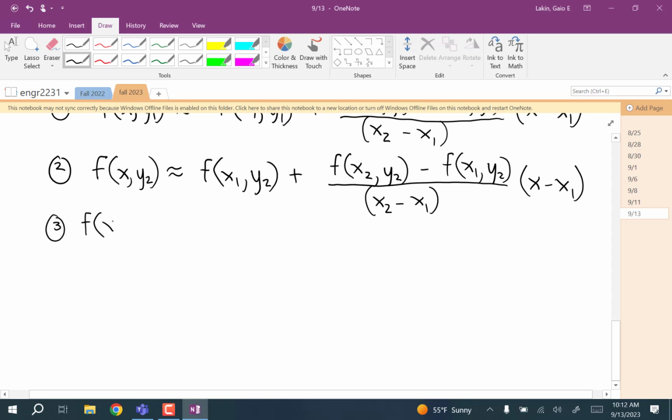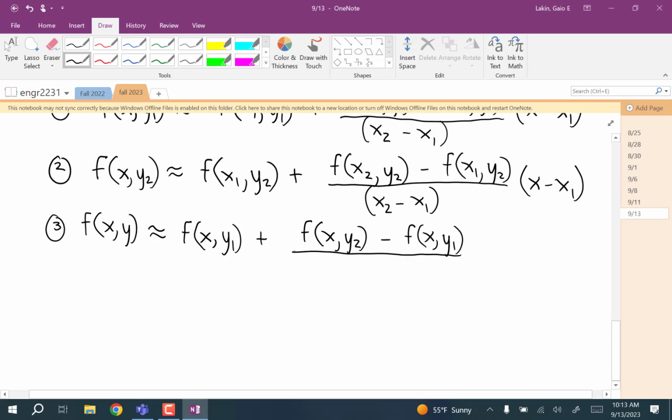So f of x, y, finally, our approximation, is f of x, y1, plus f of x, y2 minus f of x, y1, divided by y2 minus y1, times y minus y1.